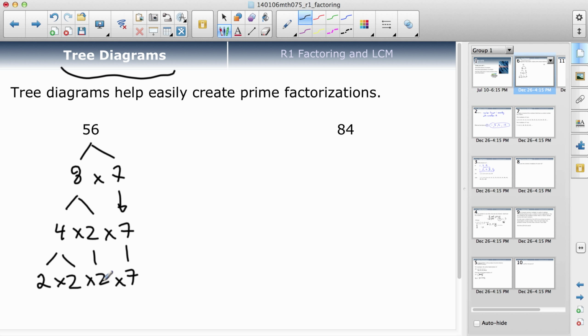That's good. If I multiply them together, I should get 56. 7 times 2 is 14. 14 times 2 is 28. 28 times 2, 56. That one's good.